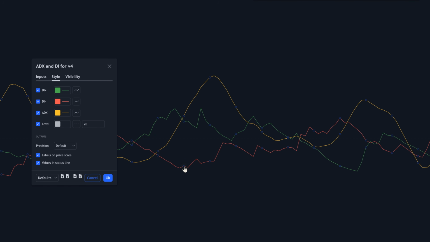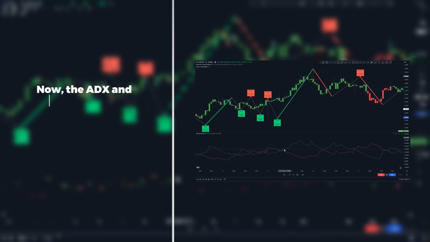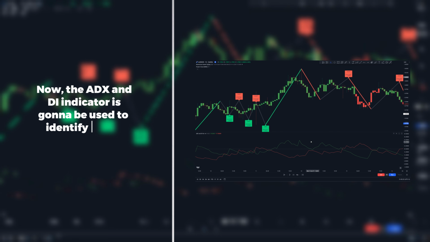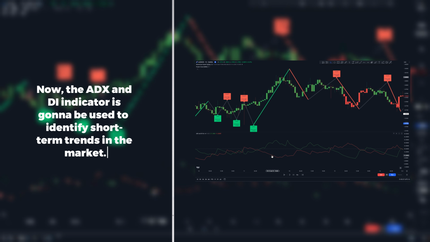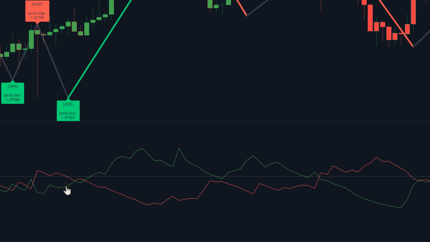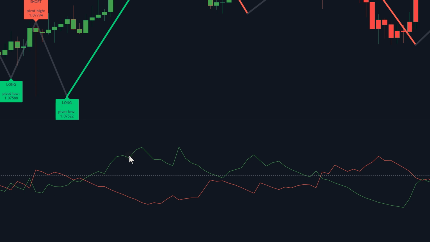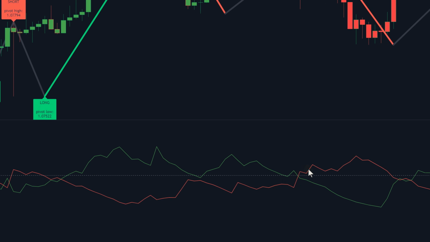Speaking of the red line, it is known as the DI-, and it helps in identifying bearish trends whenever it goes above the green line. This horizontal level right here serves as the trend threshold. Now, the ADX and DI indicator is going to be used to identify short-term trends in the market. Whenever this green line is above the red line, that indicates a bullish trend. Conversely, whenever the red line is above the green line, that indicates a bearish trend.